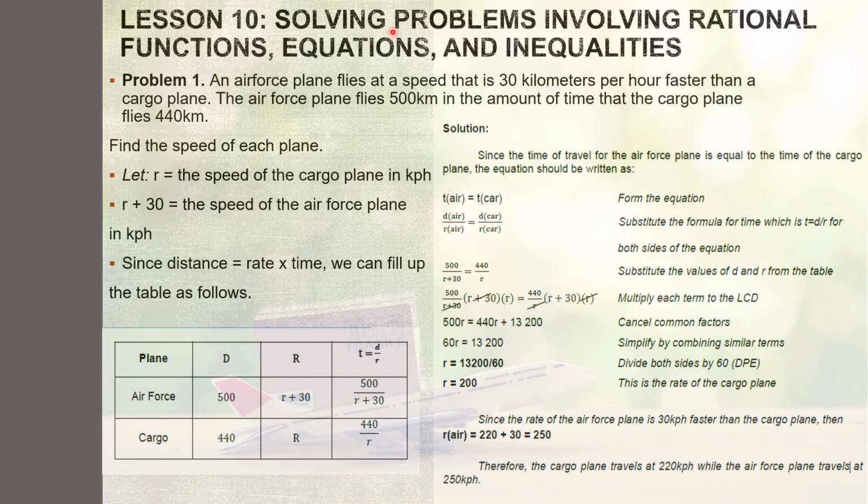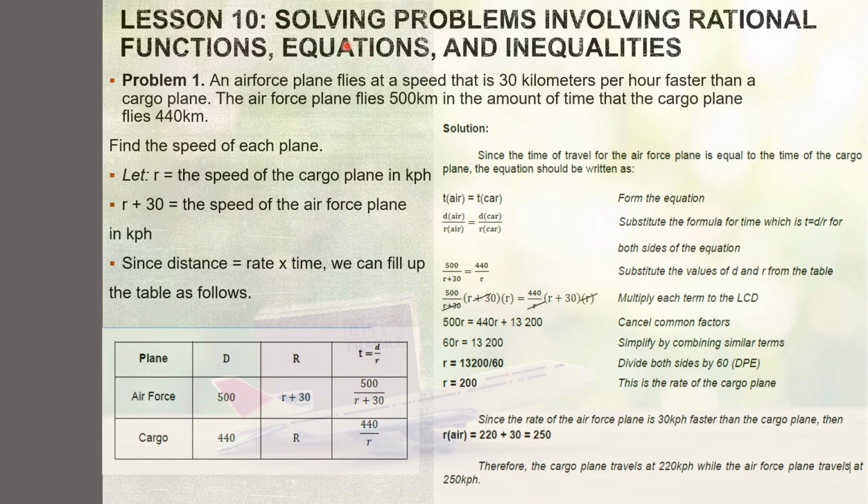So now let's proceed to solving problems involving rational functions, equations, and inequalities. Problem number 1: an Air Force plane flies at a speed that is 30 kilometers per hour faster than a cargo plane. The Air Force plane flies 500 kilometers in the amount of time that the cargo plane flies 440 kilometers. Let's put it in Tagalog first for better understanding.